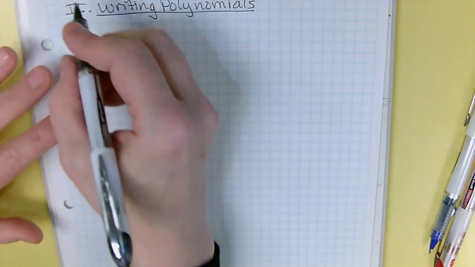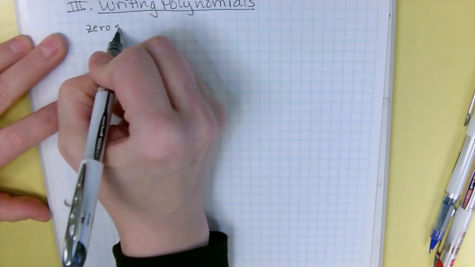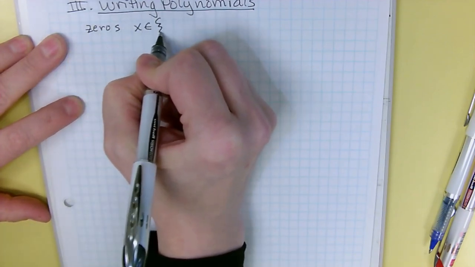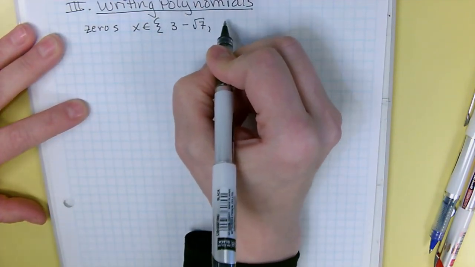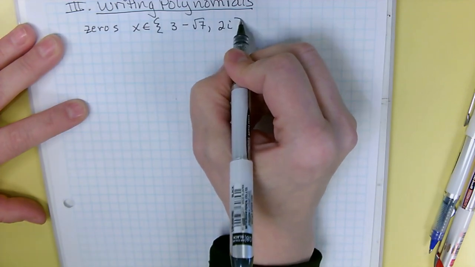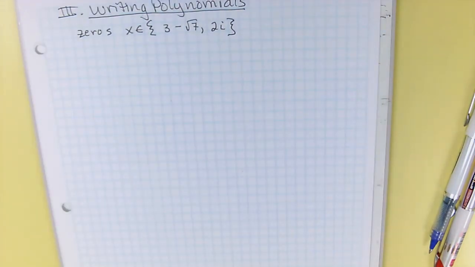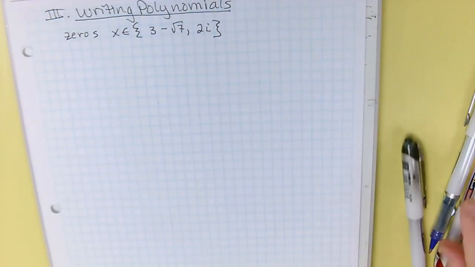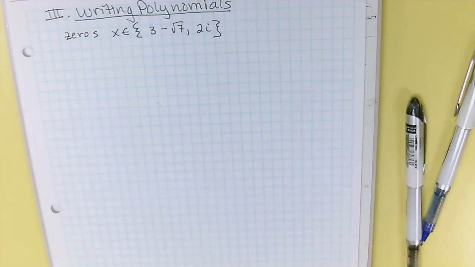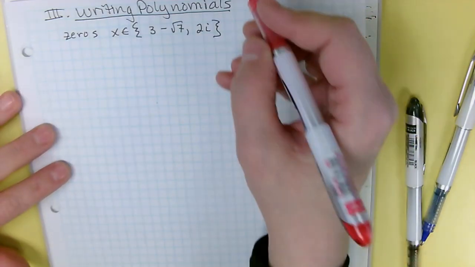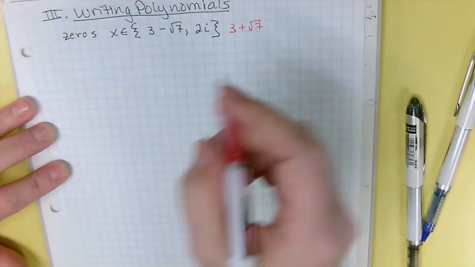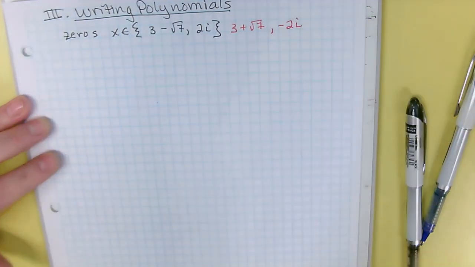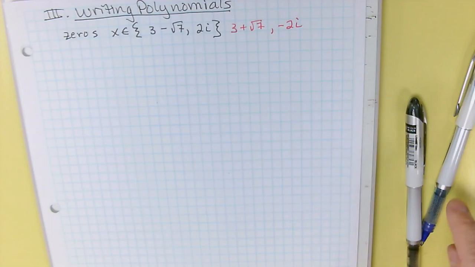Okay, so let's say that you have zeros, and they might use roster, they might not: 3 minus radical 7 and 2i. And your mission is to write the polynomial that has those roots. Using the new stuff that we just learned, you know that both of these come in a conjugate pair. So 3 plus radical 7 is another 0, and negative 2i is a fourth 0. So we're looking for a degree 4.